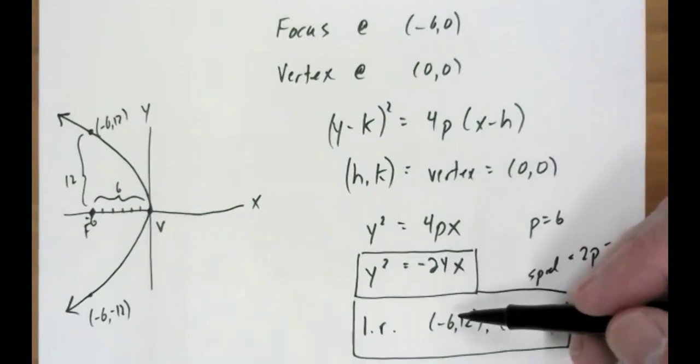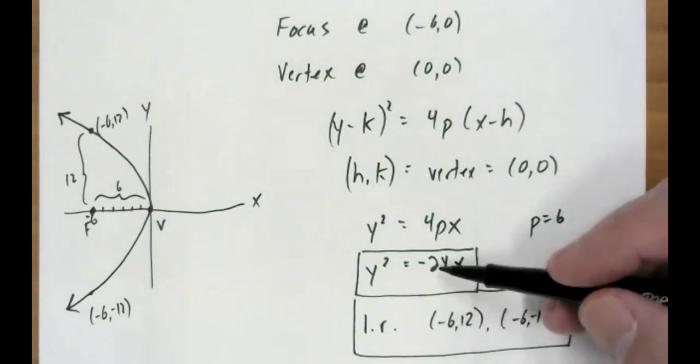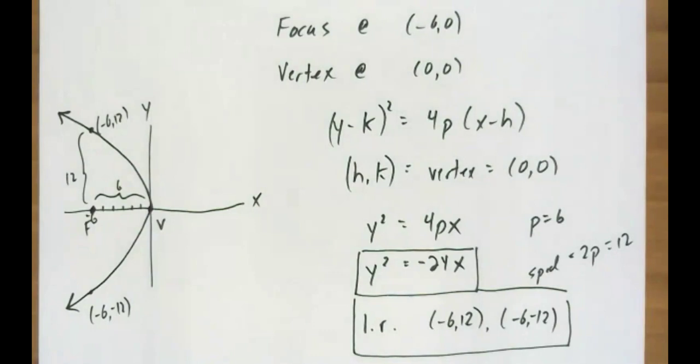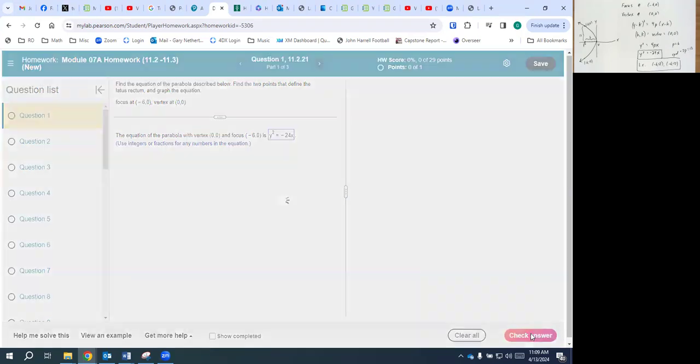So I'm going to go enter these answers now back in the computer program, and then we will create the plot. So let's go back. So now I'm saying the equation was y squared equals -24x. And of course, you have to click check your answer to go to the next problem.